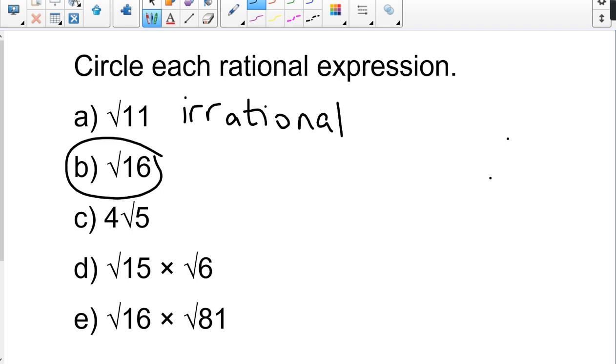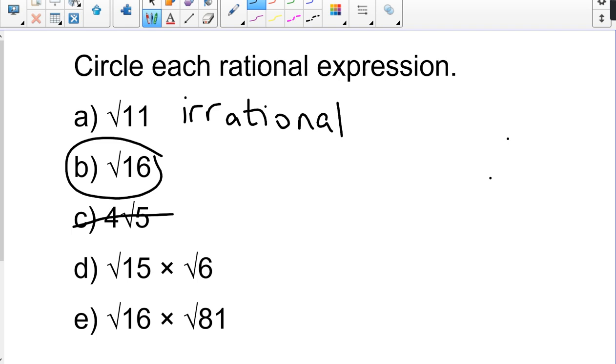So looking at 4 times square root of 5, it is not rational because 5 is not a perfect square. Okay, so this one is not rational. Looking at the next one, square root of 15, and again, you can put these in the calculator and check if you get that long decimal or not.